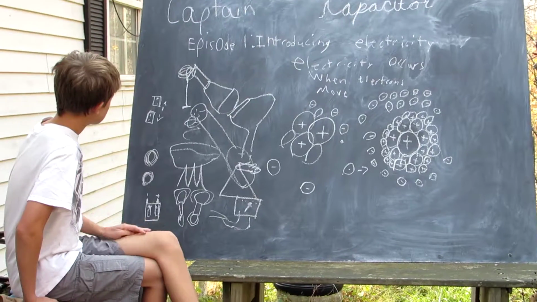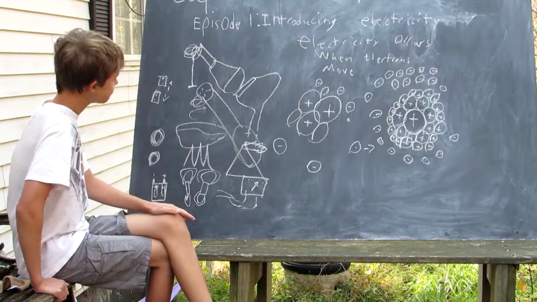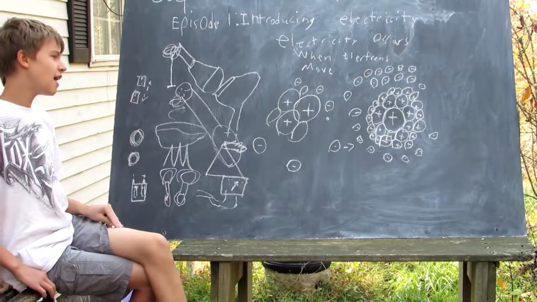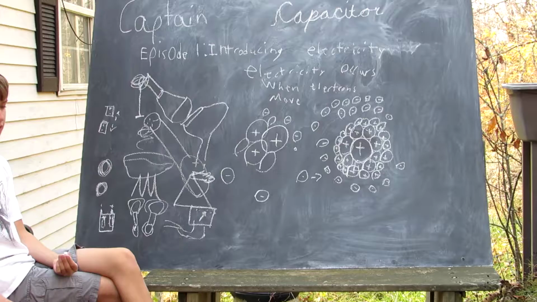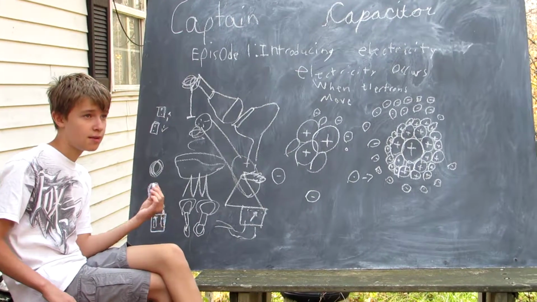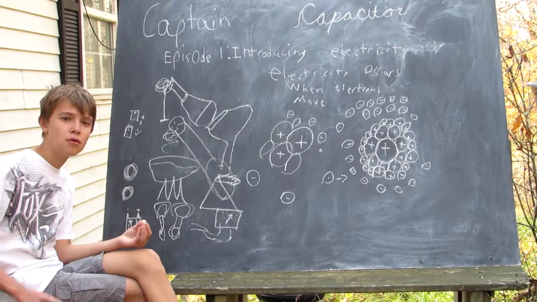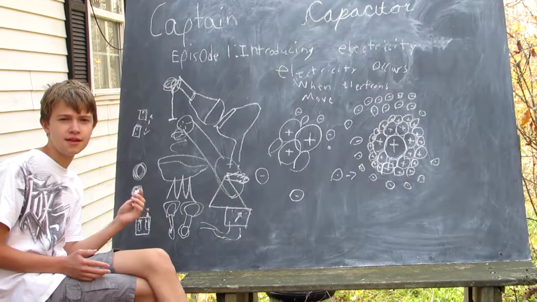That's how you make electricity, and the faster the electrons go, the more force. That's the voltage, and then the amperage is how many electrons there are. So we'll be getting into that in the next lesson.